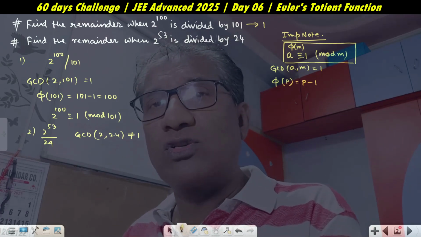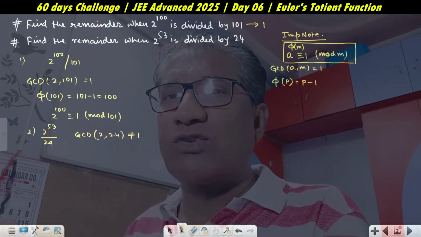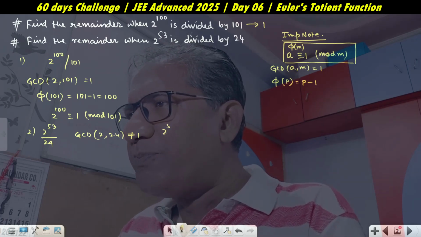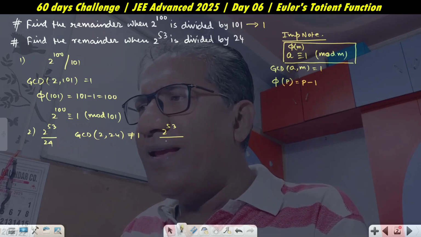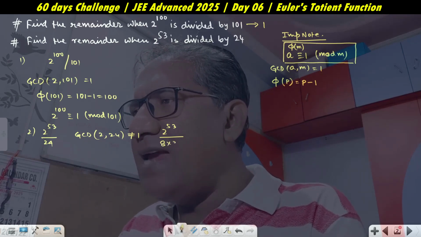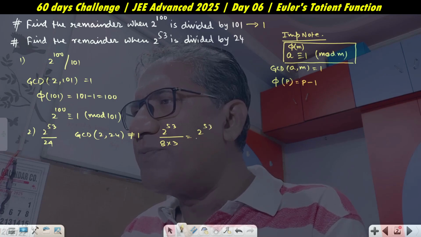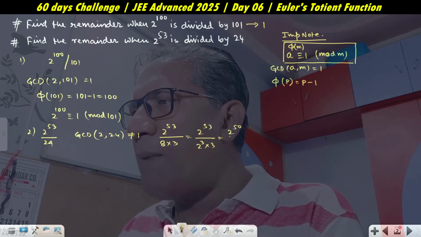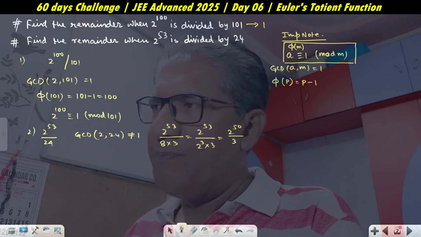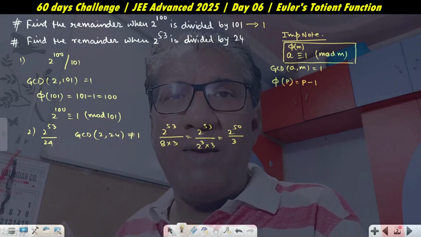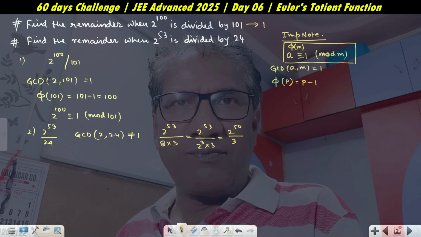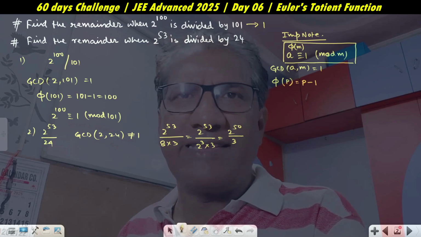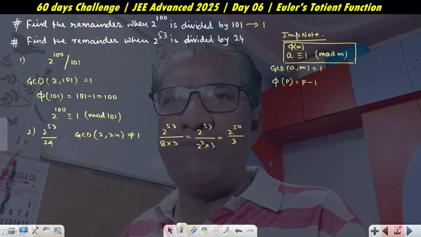So how to use Euler's Totient function in this case to find the remainder? What I'm doing is, for 24 we can write 8 into 3, so that gives us 2 cube into 3, so that gives us 2 to the power 50 divided by 3. Is it clear? What I've done is simply cancel 8 from the numerator as well as from the denominator, that is, from the dividend as well as from the divisor.